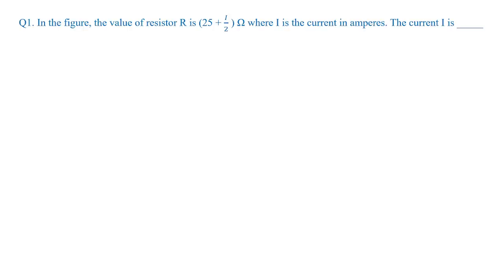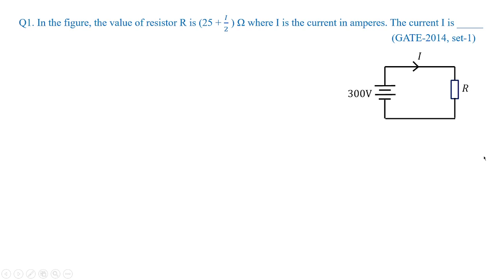Out of this, in the first question, you can see in figure 1 the value of the resistor is given as 25 plus I by 2 ohms. That is the catch of this particular problem, where I is the current in amperes. The current I is dash. This is what was framed in GATE 2014 under set 1 paper.